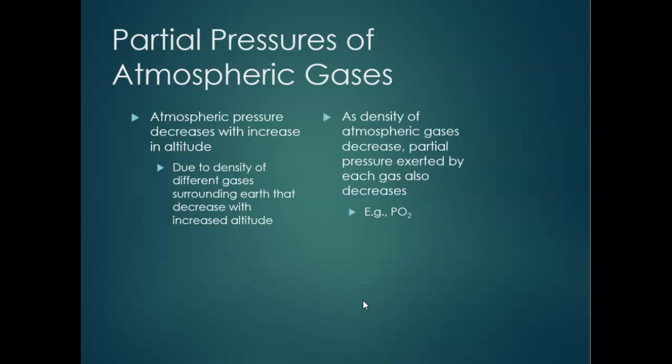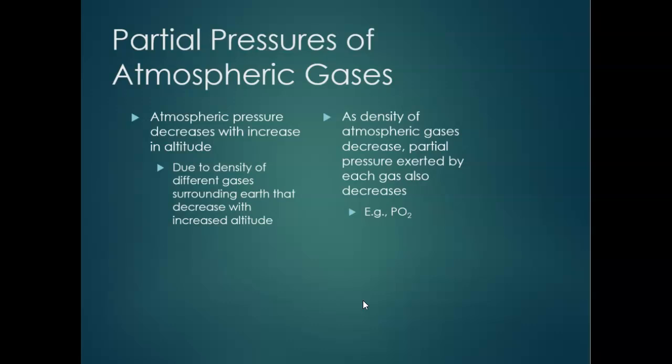Okay, so if you think about it as all of the molecules sitting on top of you, the higher up we are, the fewer molecules we have sitting on top of us. So atmospheric pressure decreases as the altitude increases. So as we go up in altitude, that partial pressure decreases due to the density of the gas sitting around us. If the density of atmospheric gases decreases, then the partial pressure also decreases.